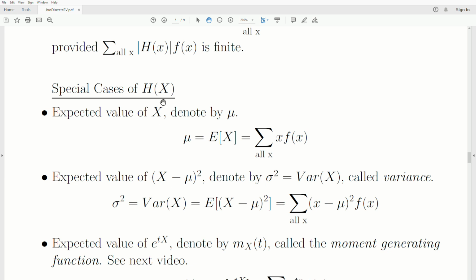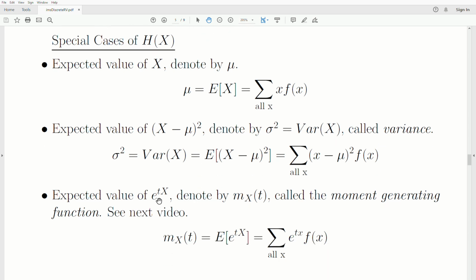Another special case of h of x is x minus mu quantity squared. So the expected value of this is denoted by sigma squared, also called the variance of X. It's x minus mu squared times f of x summed over all possible values. And if we think deeper about what we're doing here, we're looking at the average squared distance from the mean. And so this is a measure of variability in our data.